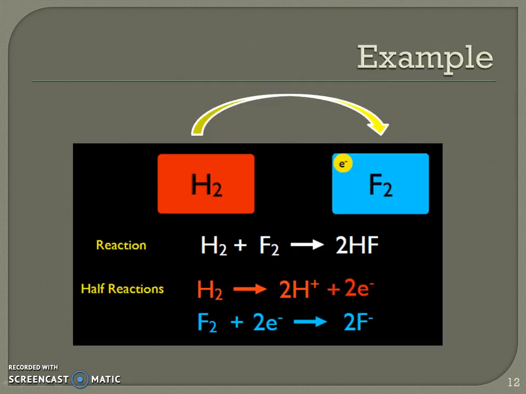So here's the example he gave. He talked about the reaction hydrogen and fluorine making hydrogen fluoride. By the way, this is hydrofluoric acid. That's the other way of saying it. And it is a weak acid. HF is a weak acid. So anyways, hydrogen is being oxidized because it is losing those electrons, and fluorine is being reduced because it's gaining those electrons.